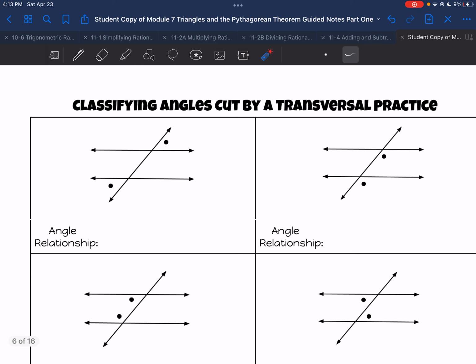Okay. So now we're going to do a page where we're going to identify what we have. Now, this first one, they are on opposite sides of the transversal, and they're on the outside, so this is alternate exterior angles. AE, alternate exterior. Now, this one, they are in the same position on the same side of the transversal, so this is corresponding.